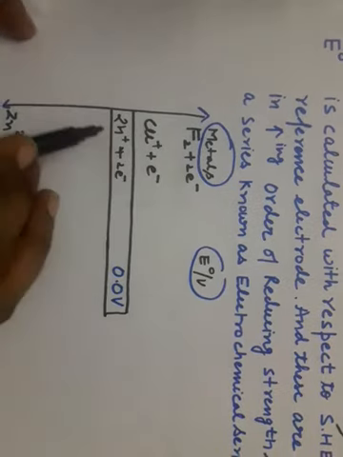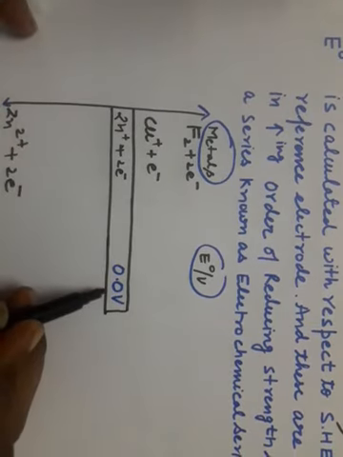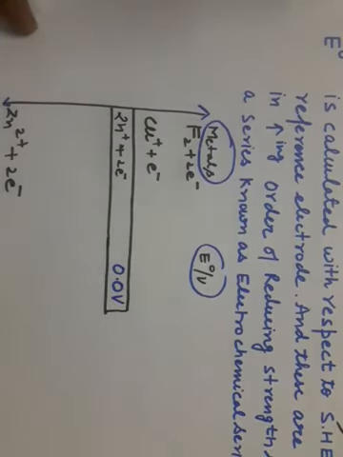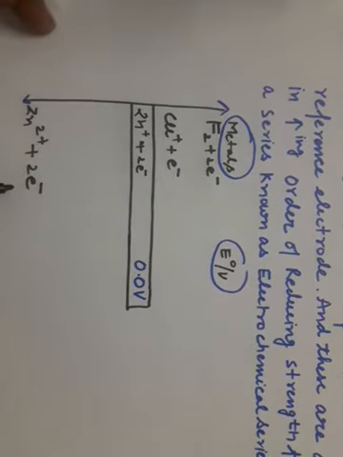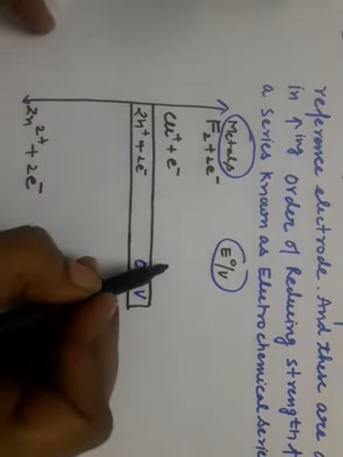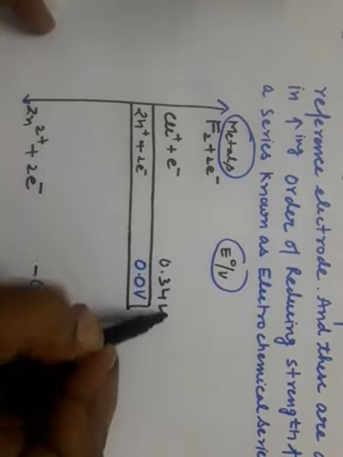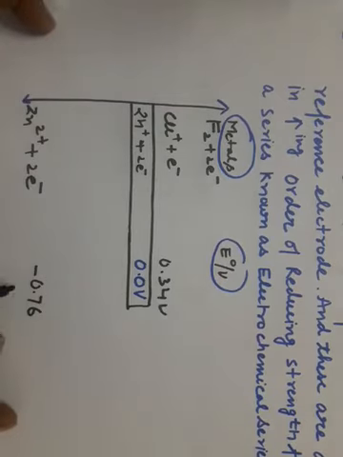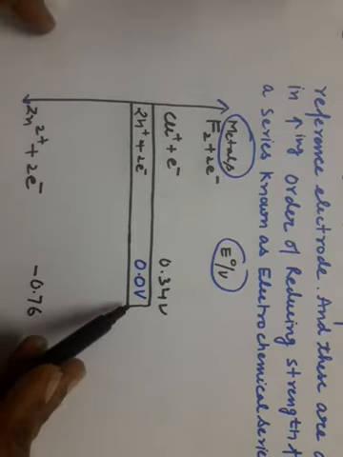See, hydrogen is taken here as the reference electrode, it is 0. Now there are a number of metals and we have to arrange them in increasing order of their reducing strength. See here, zinc. Reducing strength of zinc is minus 0.76 and reducing strength of copper is 0.34 volt. What does it mean? The positive sign and negative sign. Negative sign shows that zinc has less tendency to reduce with respect to hydrogen.